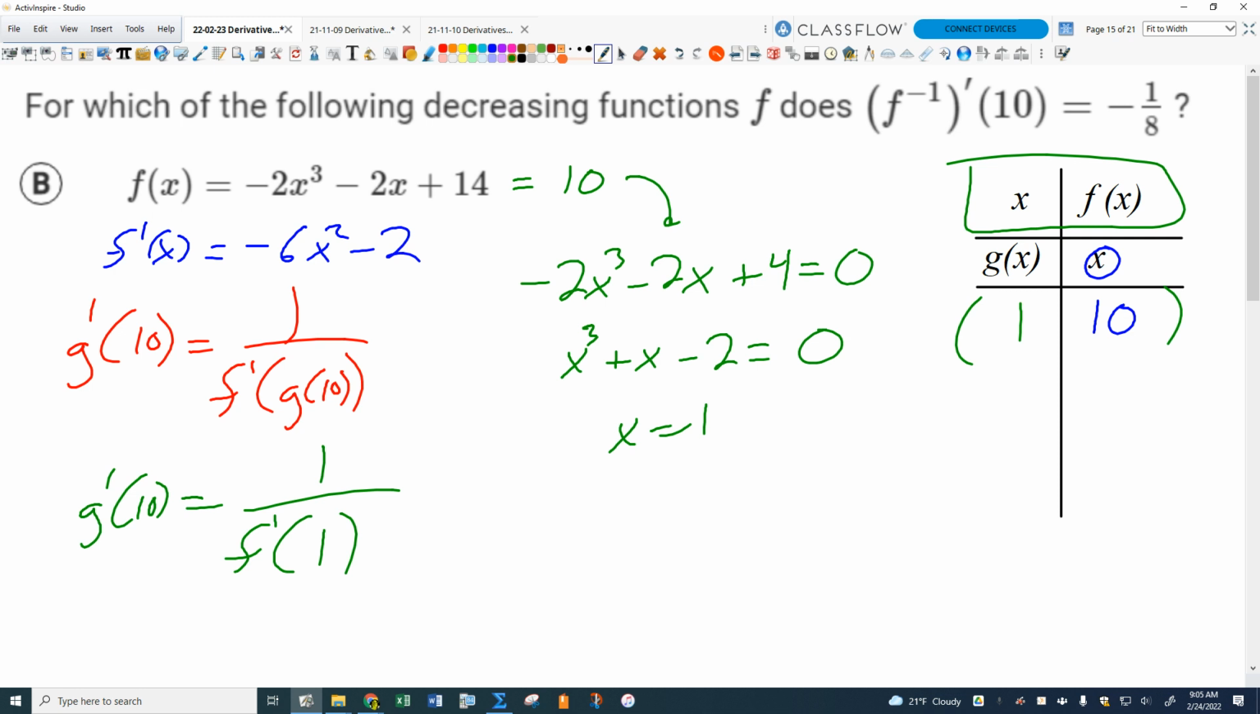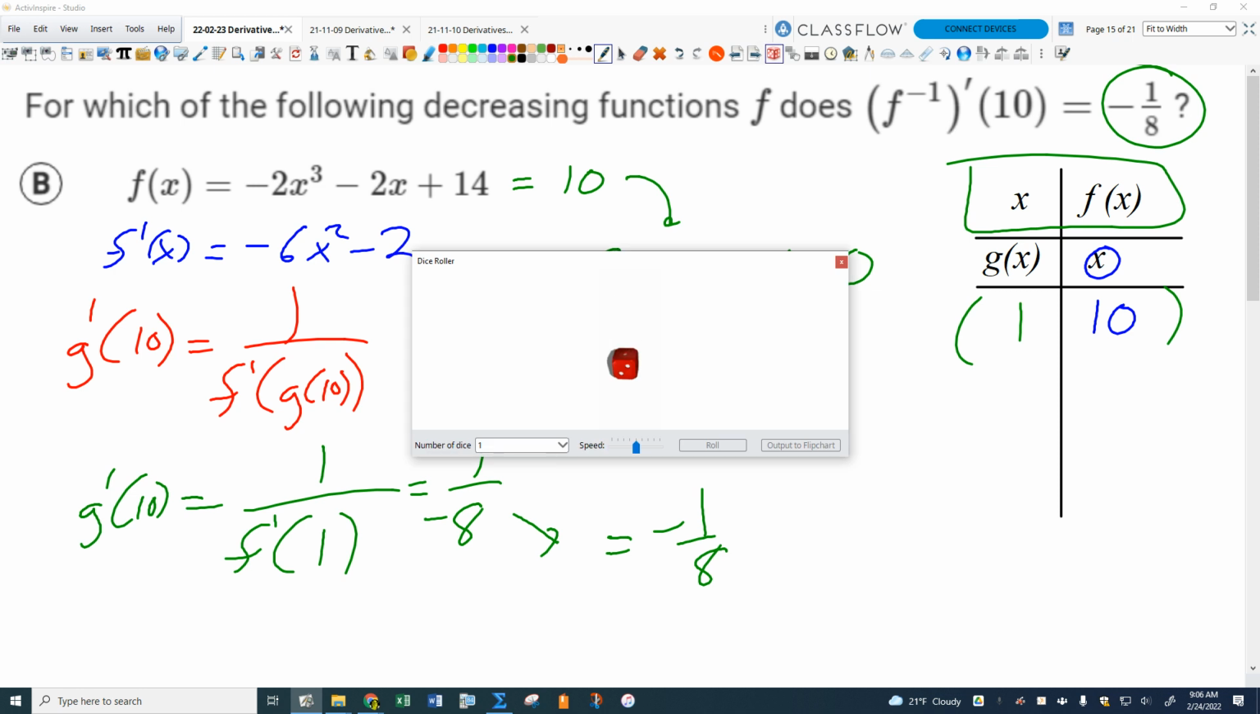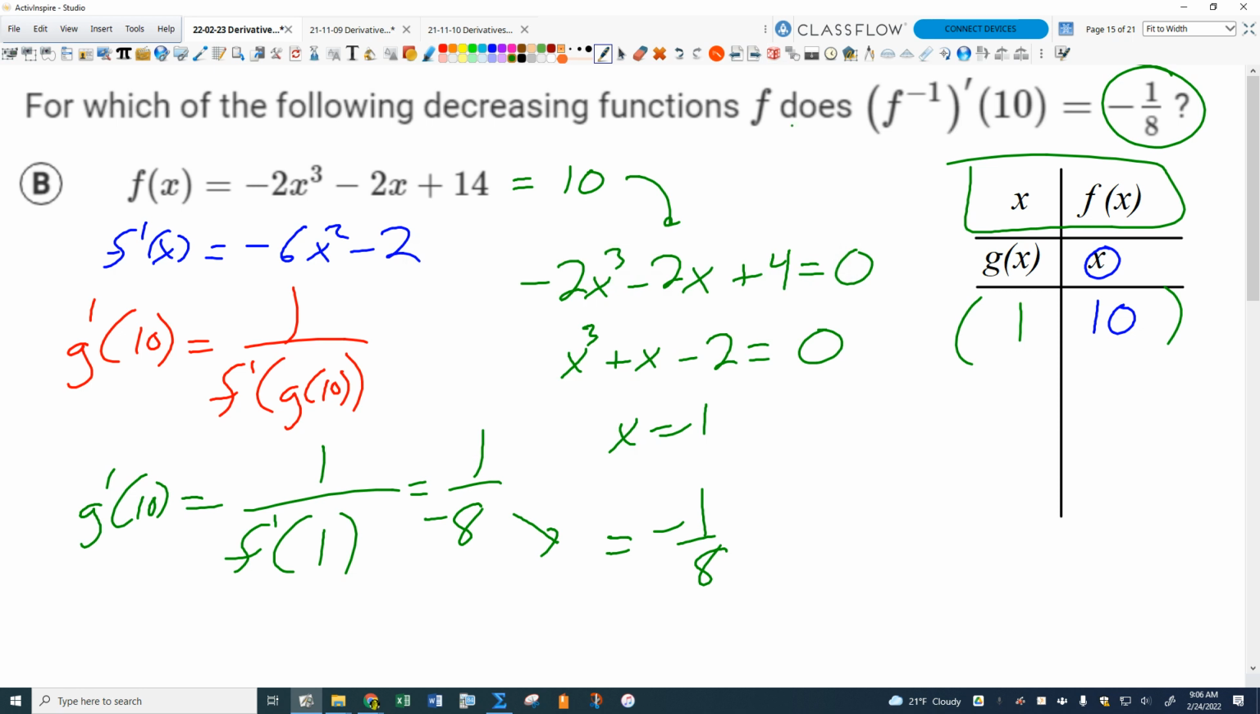If I plug a 1 into that, I'm going to get negative 6 times 1 squared is negative 6 minus 2 is negative 8. What do you know? We got it, didn't we? Right? That's equal to 1 over negative 8. And so that's our answer. Everybody see that? And if we went down the line, I mean, we could, maybe let's just look at, I think I got to calibrate this pen. It never goes where it's supposed to go anymore.